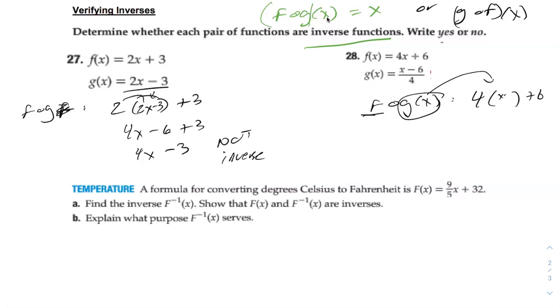G is x minus 6 over 4. Now when they're inverses, it's really nice. You see them all cancel. Like here, the 4's cancel. You get x minus 6 plus 6. And look at the 6's cancel. You just get x. That's inverses. And again, when they're inverses, it works really well like that. You start canceling each other out.